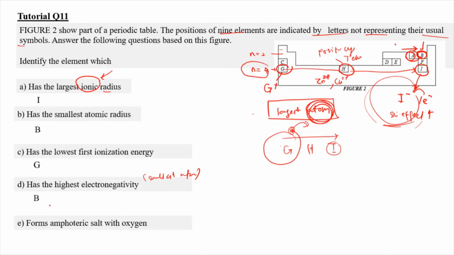And now for question E, forms amphoteric oxide with oxygen. Amphoteric oxide refers to an element in group 13. The most logical answer, because this one is group 1, 2, and then we have group 13, and we have only one element in group 13, which is D. So we know that the element that is going to form an amphoteric oxide with oxygen is element D.